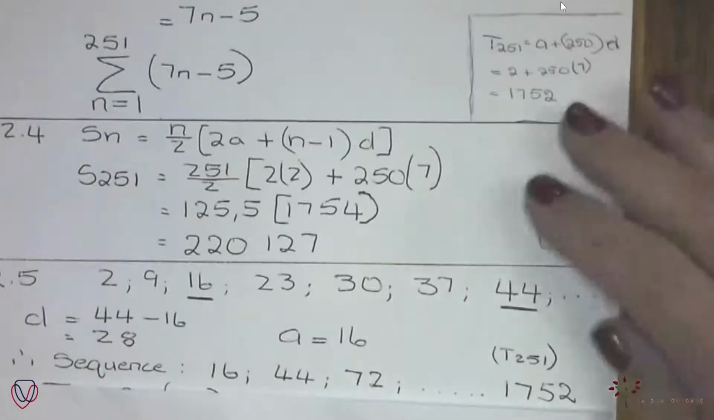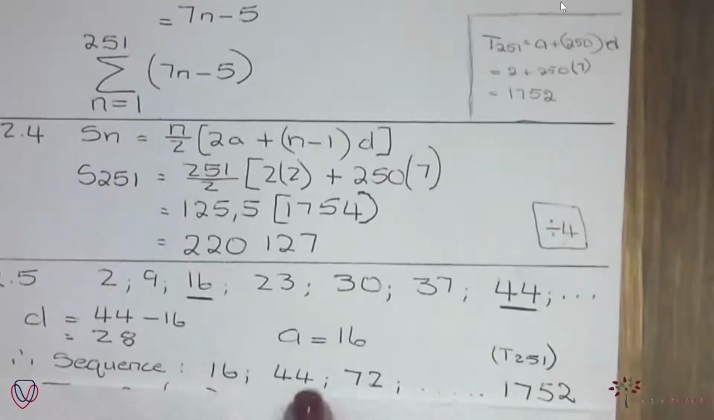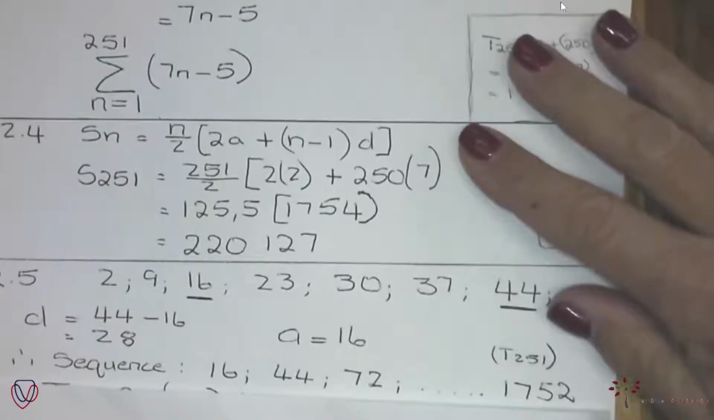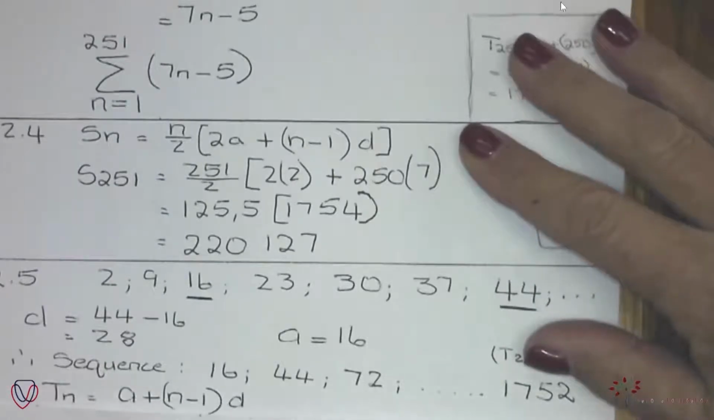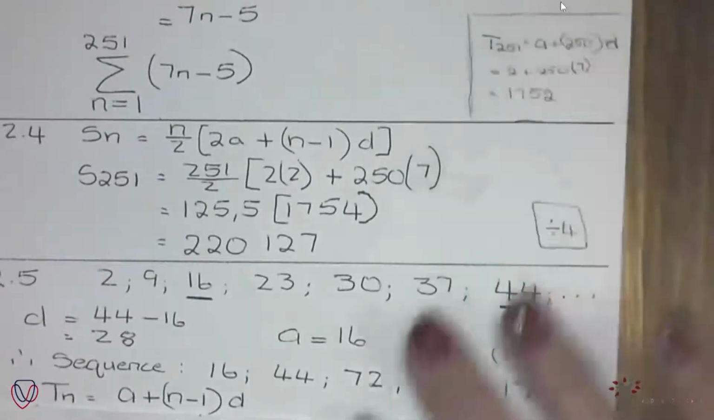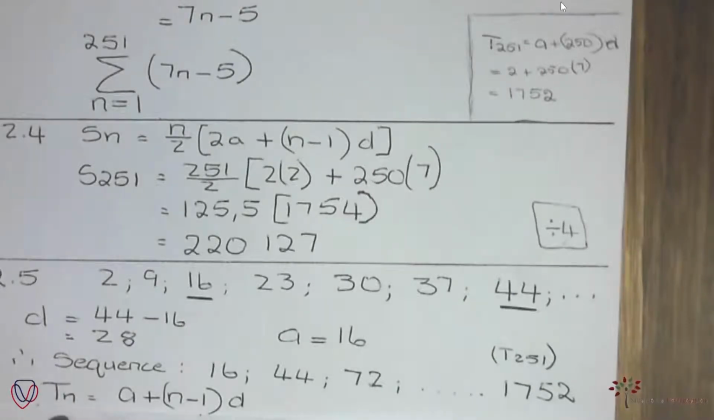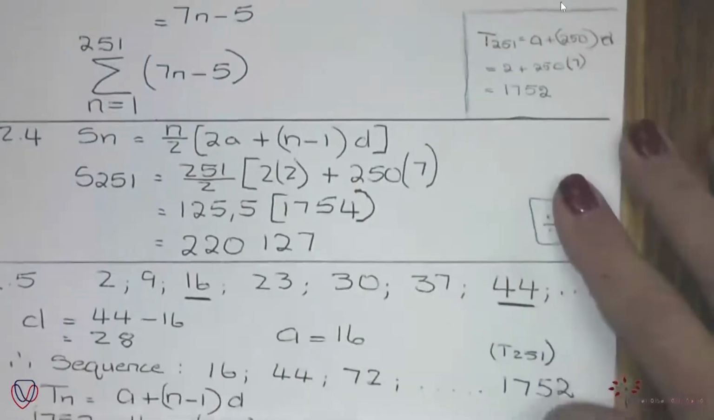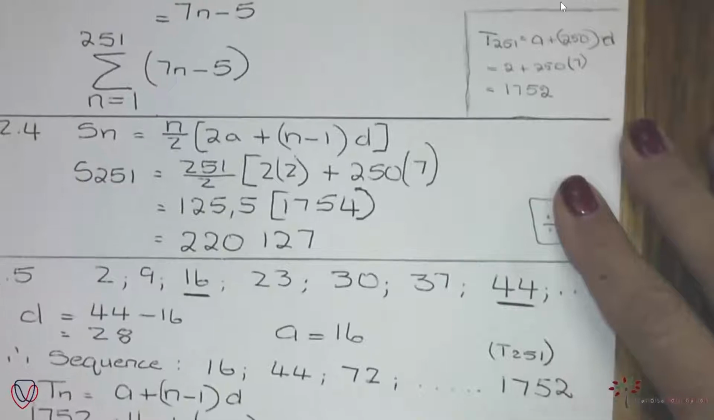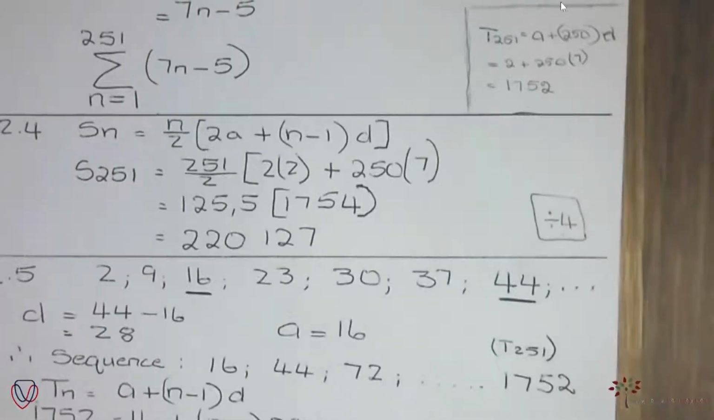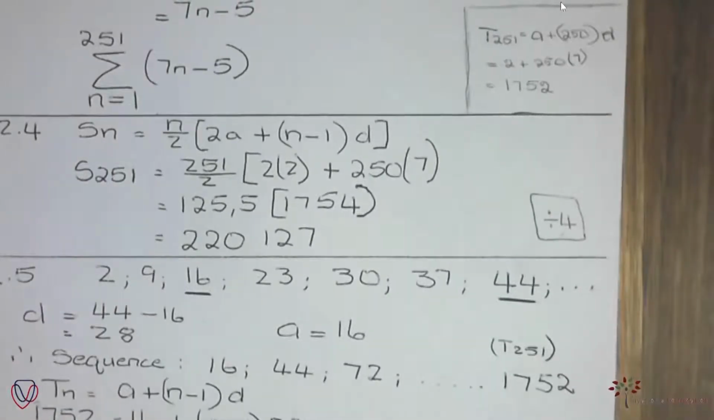exactly what to do. Right, now I've got the first term, I've got D, and I've got that 1752. So now I can say, right, I've got Tn, which is 1752. It's the value of the last term. I've got A, 16. I've got 28. We are looking for n.